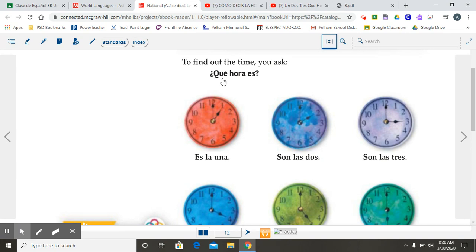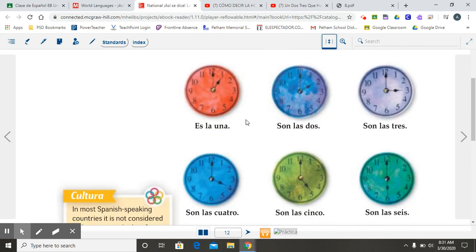So we talked about this question. What time is it? ¿Qué hora es? This first word, ¿qué, means what. Hora means hour. And then this one is used as is it. All right, what time is it? Now, I asked you to see if you noticed any patterns. What patterns do you see when we were naming the time?